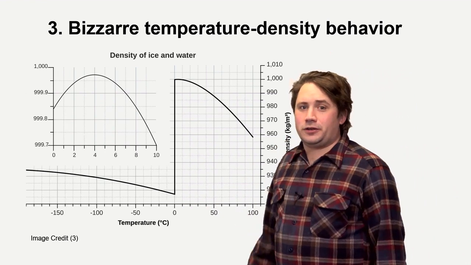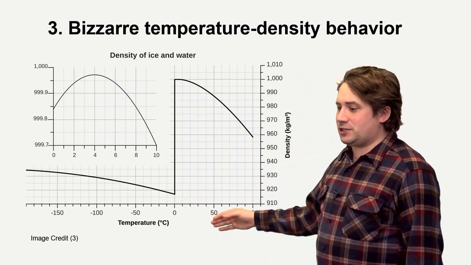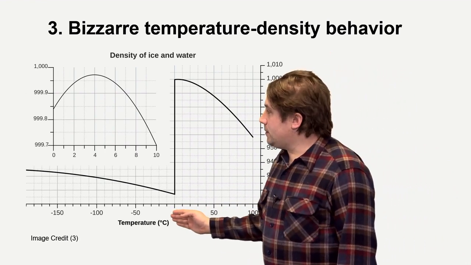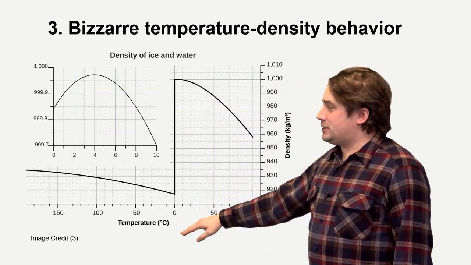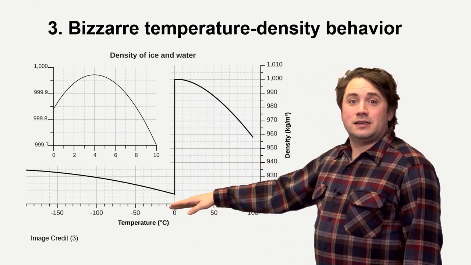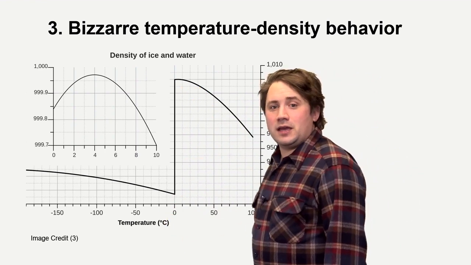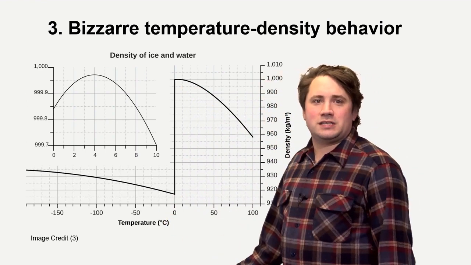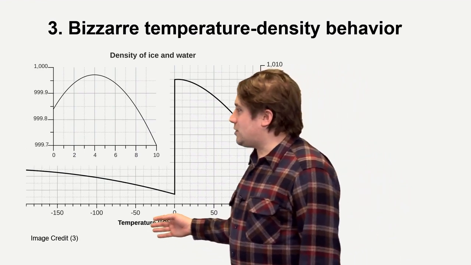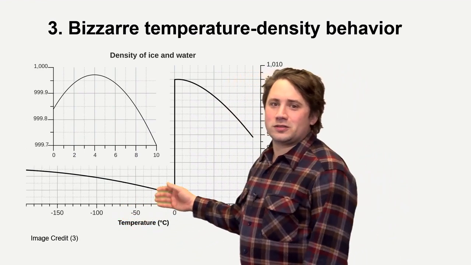And of course the first thing that you notice is that when you have this phase transition at 0 degrees right here, there's a sudden decrease in density. Ice, solid water, is less dense than liquid water is. And so this results in the property of ice floating. And this is in contrast to almost every other substance in the universe.